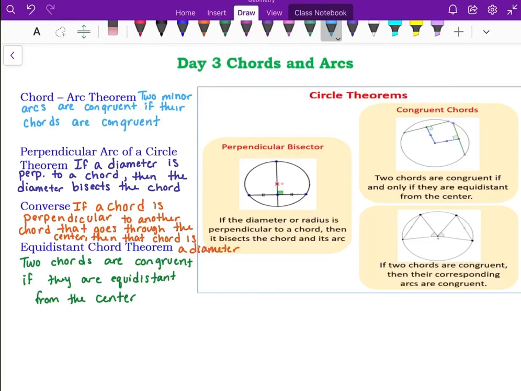Hello everyone and welcome to day 3, which is on chords and arcs. First, let's start off with a couple theorems. So we have the Chord Arc Theorem that says that two minor arcs are congruent if their chords are congruent.